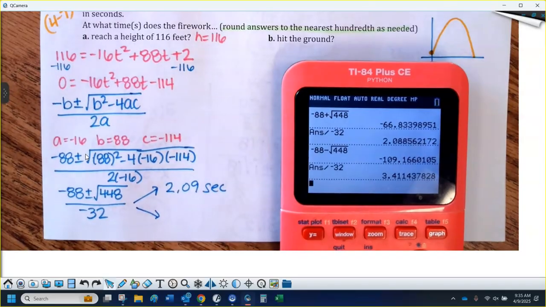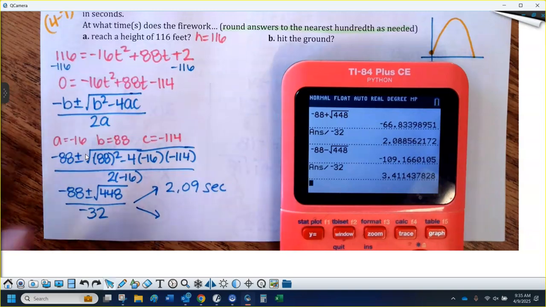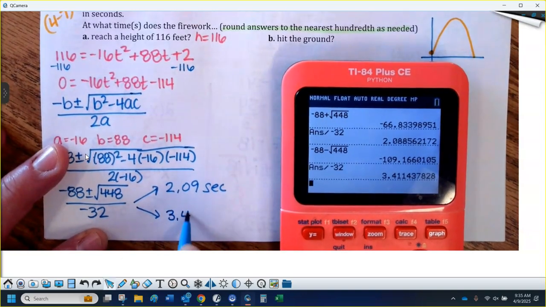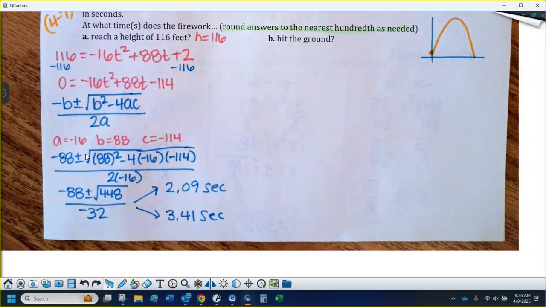I know I did kind of a rough sketch of the graph, but it must hit that height on the way up and then on the way back down after gravity pulls it back down to the ground. So my other time, 3.41 seconds. So there's 2 different times that that lovely firework would hit the height of 116 feet. Is anybody having a question?